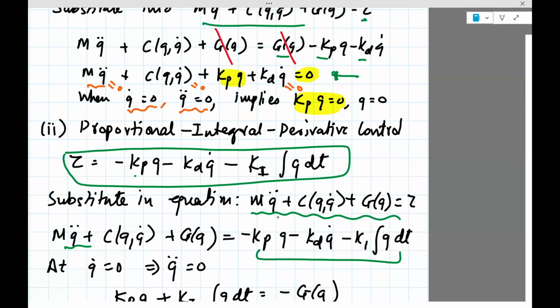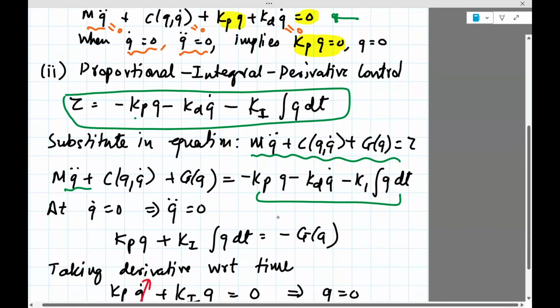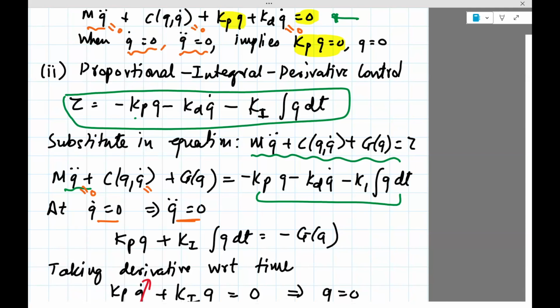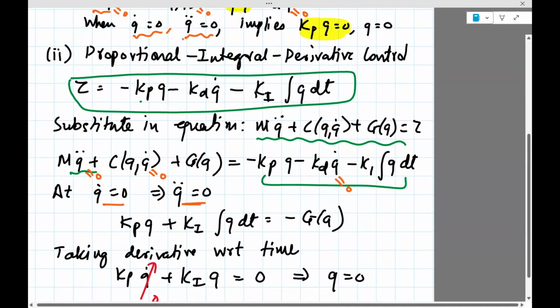Here's the torque. So let's put Q dot equal to 0. You'll see that if you put Q dot 0, then Q double dot 0, that's the steady state. So here, this term will be 0, this term will be 0, this term is not 0, this term will be 0. And so you're left with KPQ plus KI integral of Q dt equals minus G of Q. So this term remains, this term remains, and this term remains. Those terms are written here.